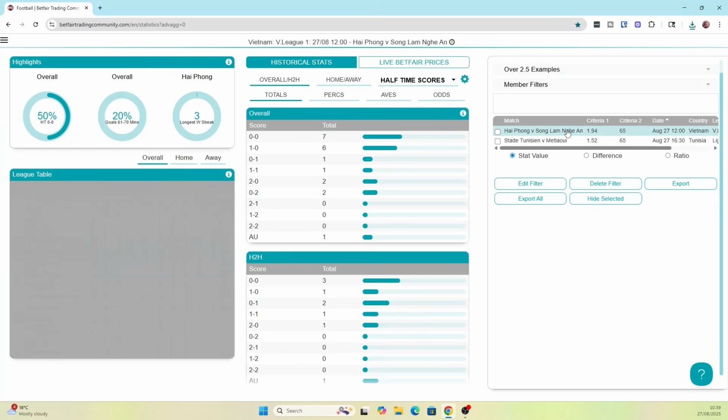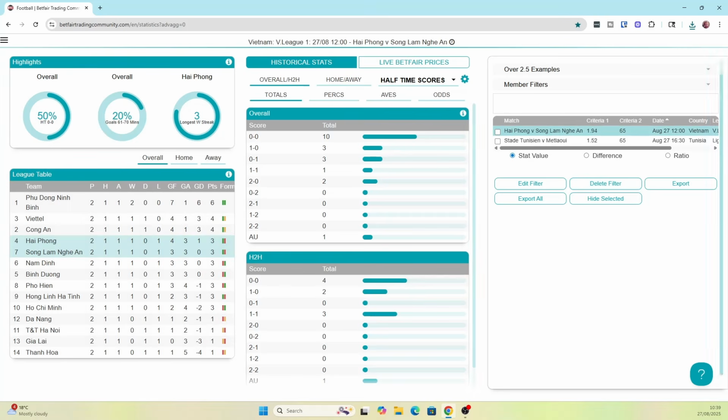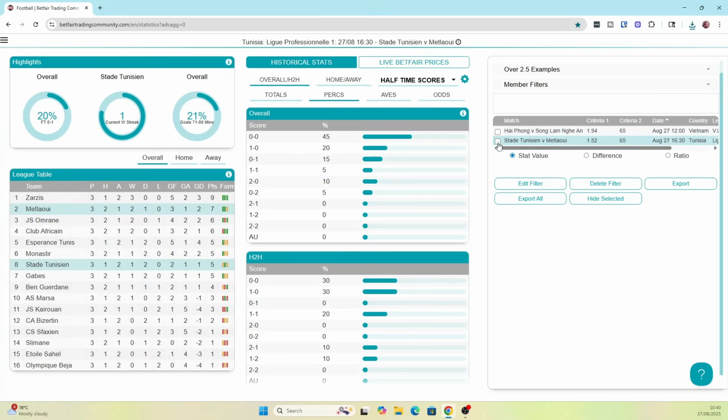You can also select these games and have a little further look into it and go, okay, half time, 10 times, and the last 20 matches has been 0-0. That's quite a high percentage, 50% of the games, 45% for this Tunisian game. So you can start to look at this stuff in a little bit more depth and research it further. Remember, this software was built by you, for you.